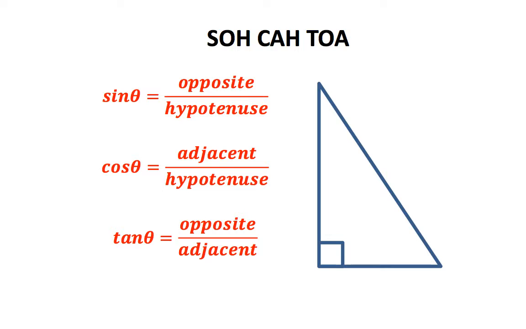SOH CAH TOA is a mnemonic. It helps us remember the three primary trigonometric ratios, which is sine theta is equal to opposite over hypotenuse. That's where the S, O, and H come from. Cos theta is equal to adjacent over hypotenuse. That is where the C, A, H comes from. And tan theta is equal to opposite over adjacent. That's where T, O, A come from. It is important to remember that these three primary trigonometric ratios only work for right triangles.